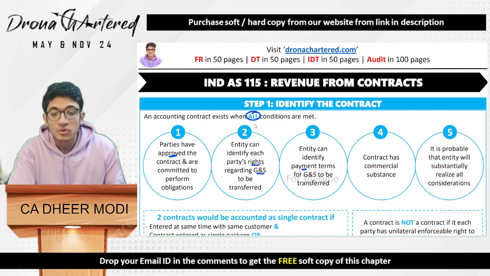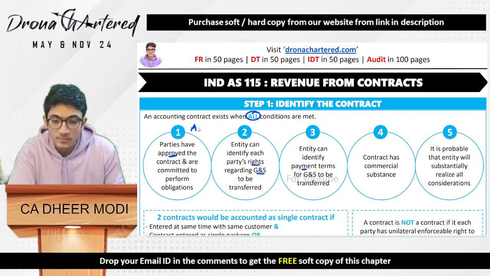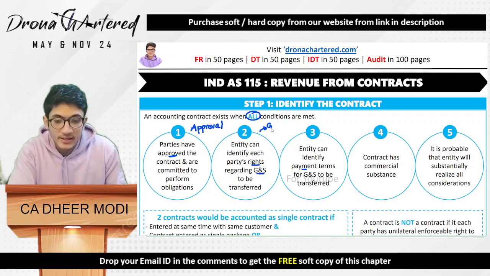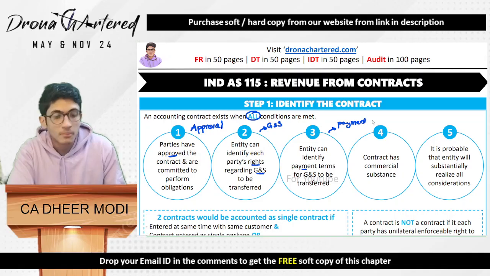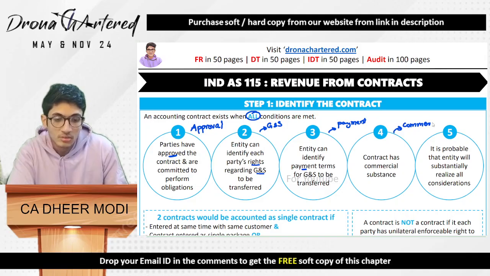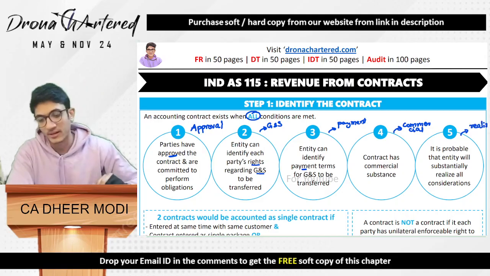So first is your approval. Second is identify goods and services. Third is basically your payment. Fourth is it should be of commercial nature. And last is it should be able to realize this amount of the contract.